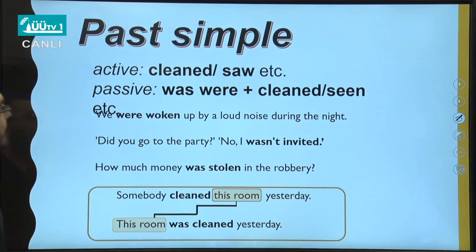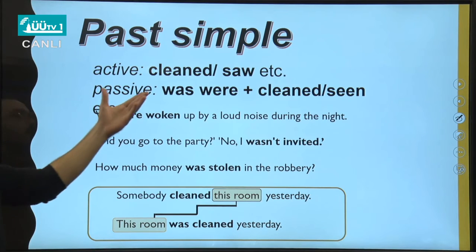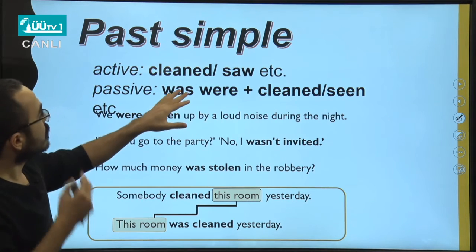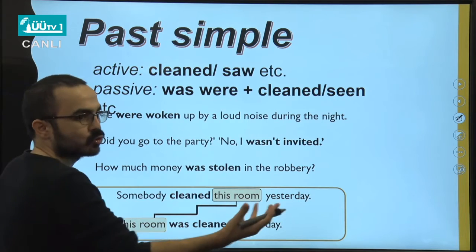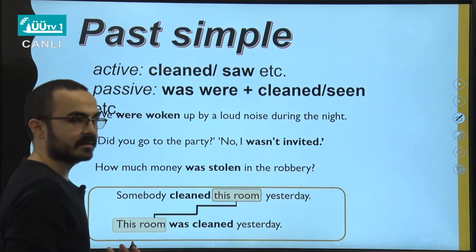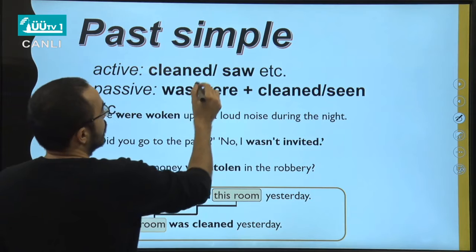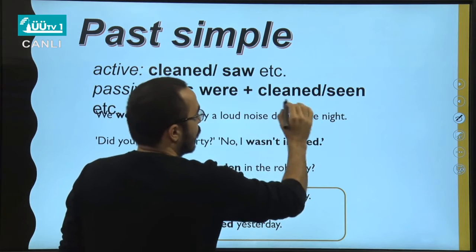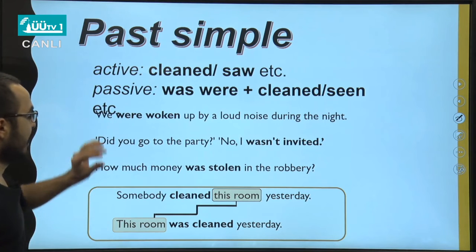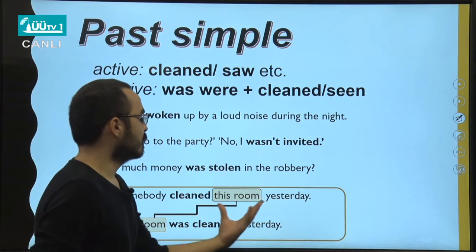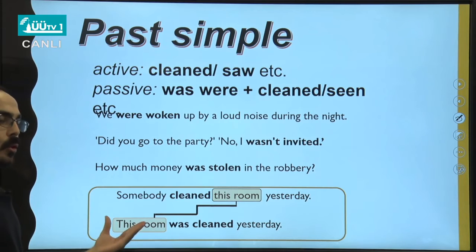And in past simple, again we talked about this, right? In active voice, cleaned, right? I cleaned the house, for example. If you use passive voice, the object, the house was cleaned, right? By me, for example. But again, I have was and I have verb 3 here. We were woken up by a loud noise, right? Or somebody cleaned this room yesterday. This room was cleaned yesterday, right? It always follows this actually.